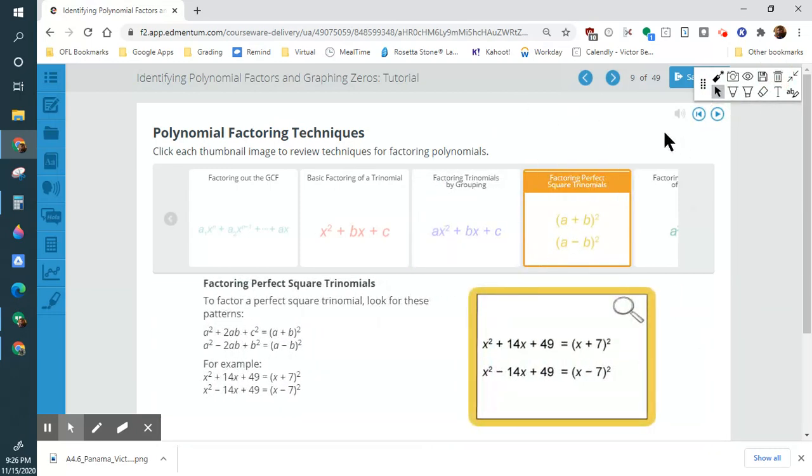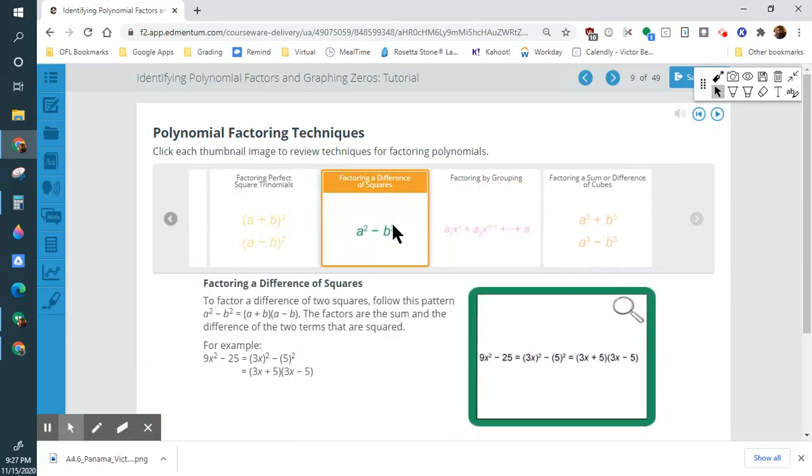Factoring perfect trinomials. So perfect trinomials, there's a few cases. If it is a sum, if you take half of this and square it, there would be that. So that's what's causing a perfect trinomial, is taking half of this, squaring it, gives you that perfect trinomial.